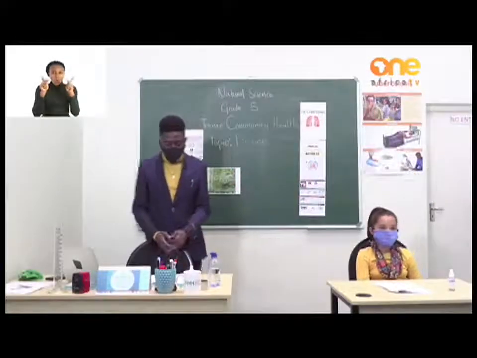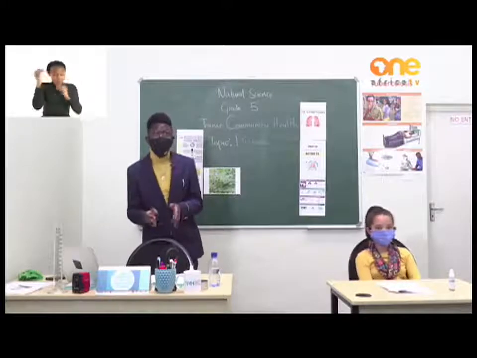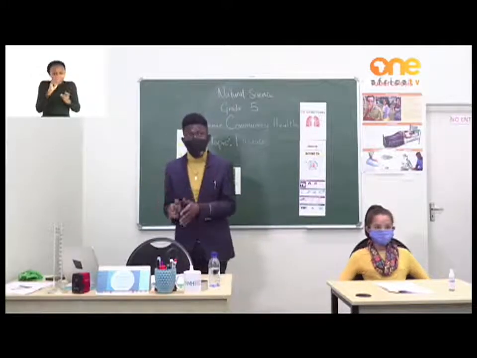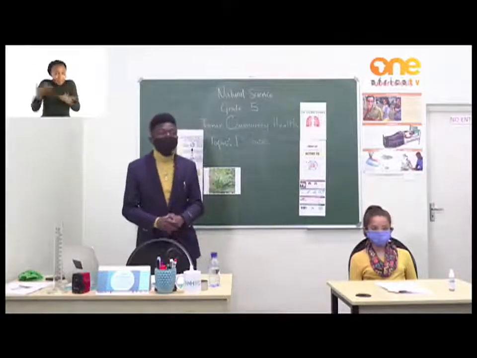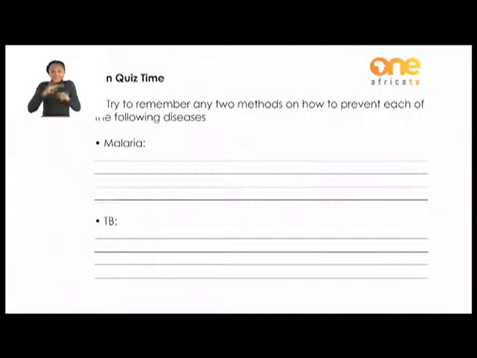All right, grade 5s. Now that we have learned what malaria is, and also what tuberculosis is and the ways to prevent these diseases, let us turn to page 22 for a fun quiz time. Question 1. Try to remember any 2 methods on how to prevent each of the following diseases. Number 1, malaria. Number 2, TB. Okay, please guys, try to do this on your own without looking at the answers. And if need be, you can ask an adult at home to assist you.